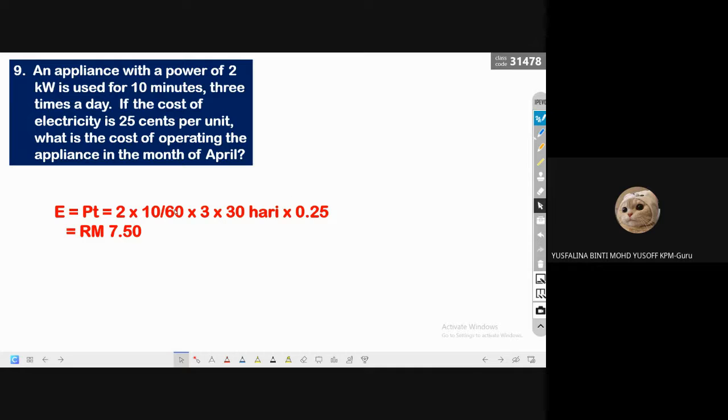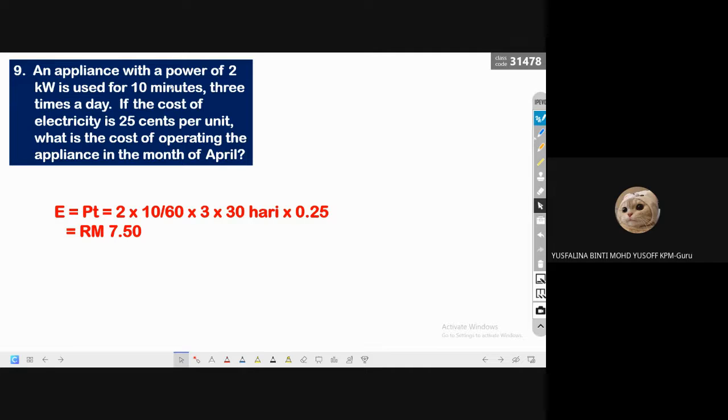So this one, 10 over 60, we change it to hour. Then we times 3. Why times 3? Because they use it 3 times a day. Sometimes they say using 3 times a day, so you have to times by 3. So 3 times a day means each time they use 2 kilowatt per hour.